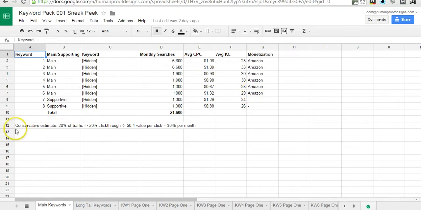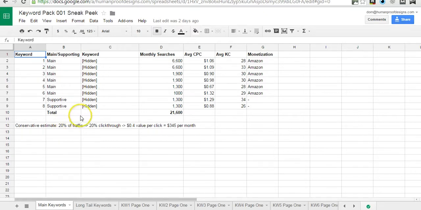Okay, so this is a conservative estimate based on if you were to rank somewhere on page 1 for these 8 keywords, we can assume that you would get 20% of traffic. Generally you'll get around 40 to 50% if you're in position 1, and maybe 10% if you're in position 10. So 20% is a safe estimate.